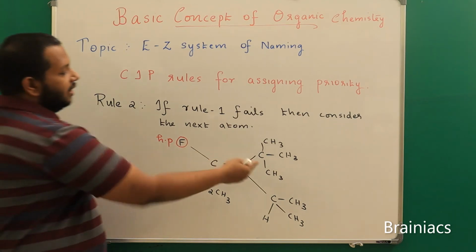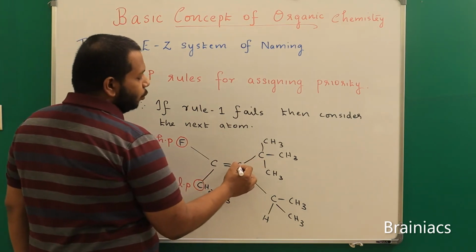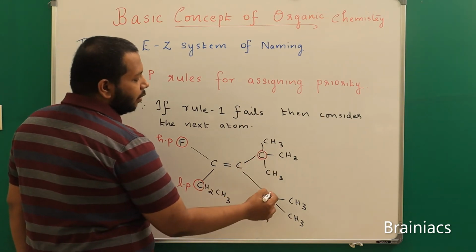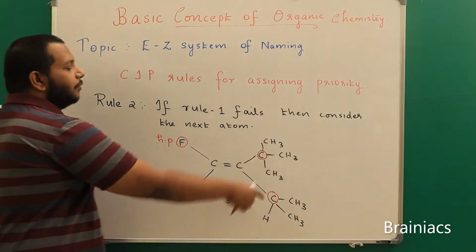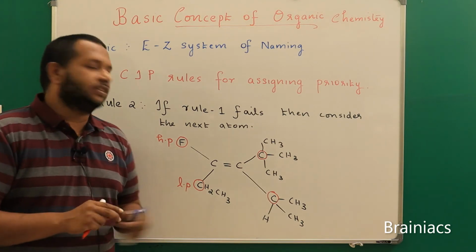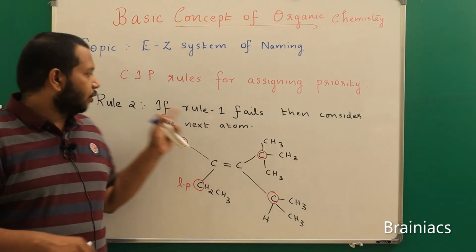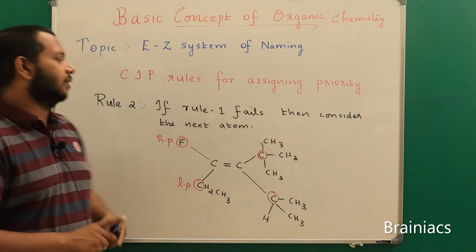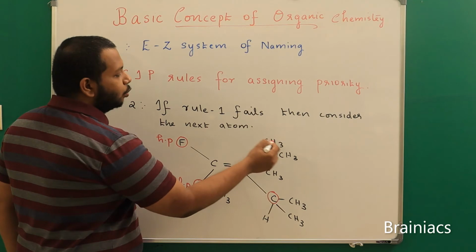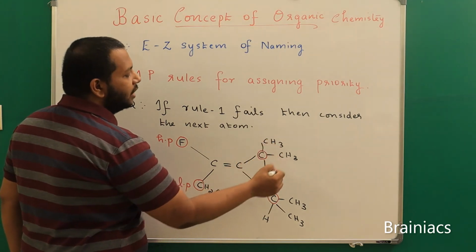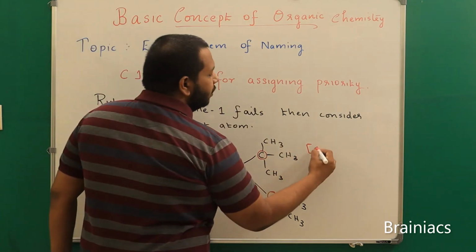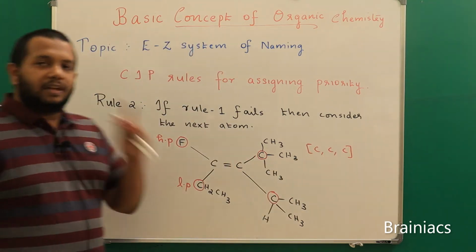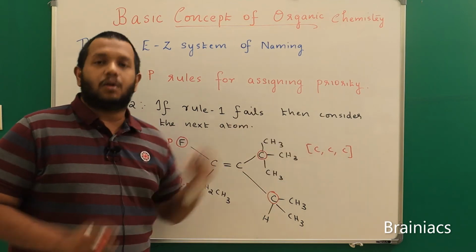Now coming to the other carbon, we see this sp2 hybridized carbon atom is connected to a carbon atom on both sides. That means with the first atom we cannot identify which has the higher atomic number. So what is rule 2 stating? If rule 1 fails, then consider the next atom. This carbon atom is connected to whom? Here it is connected to 3 other carbon atoms. So we put it in brackets: C, comma, C, comma, C. Always ensure that you write it in decreasing order of atomic number.